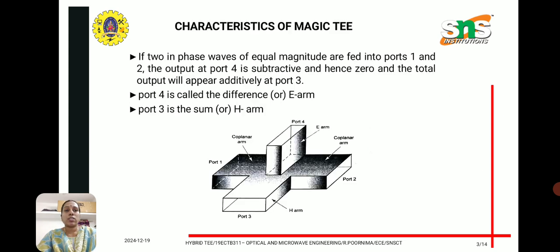Characteristics of the magic T: if two in-phase waves of equal magnitude are fed into port 1 and 2, the output at port 4 is subtractive and hence 0, and the total output will appear additively at port 3. So port 4 is called the difference or E arm, and port 3 is called the sum or H arm.